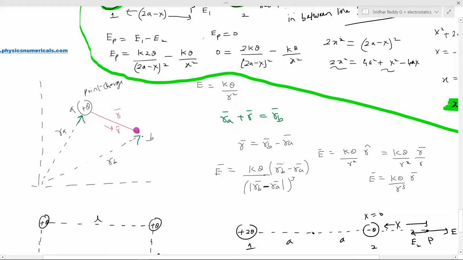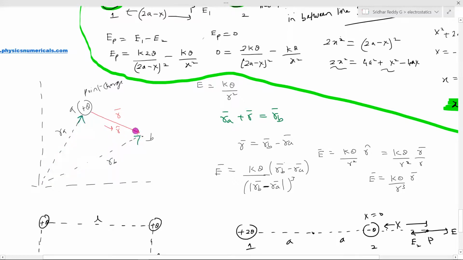Then I want to find out at point B the electric field strength due to this point charge. And what is the position vector of point B? It will be RB. This is the position vector RB.